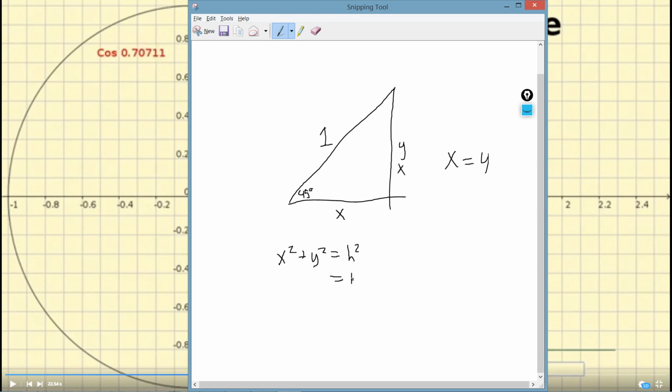And of course 1 squared is 1, so we'll leave it like that. And I said x and y are the same. So instead of y, let's put an x. So I have x squared plus x squared. What's x squared plus x squared? It's 2x squared equals 1. Now I can divide both sides by 2. I'm well on my way to solving for x. That was a pretty good division line.